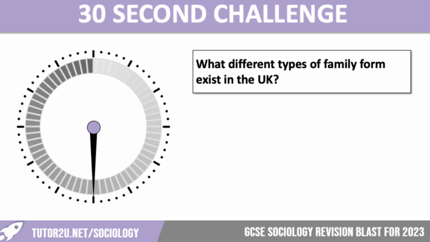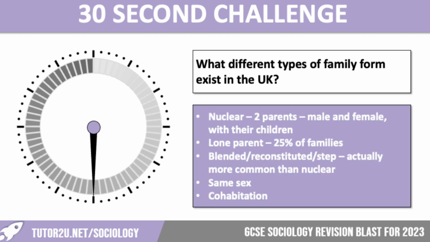Let's reveal some answers. So we have the nuclear family with 2 parents, male and female, with their children. We've got our lone parent families, often known also as single parent families. So 25% of families in the UK are actually described as this. We've got our blended or reconstituted, also known as step families, which are now becoming more common than nuclear families. So these are families that are joined together after the breakdown of marriages where people meet new partners.